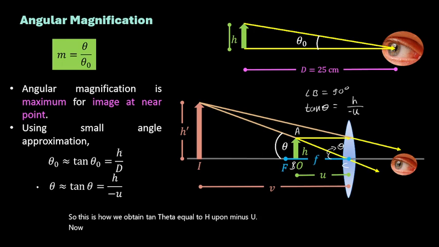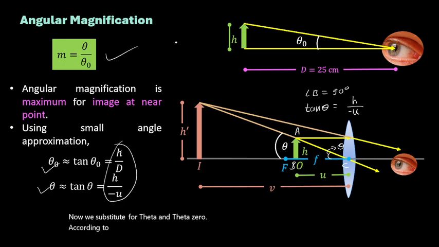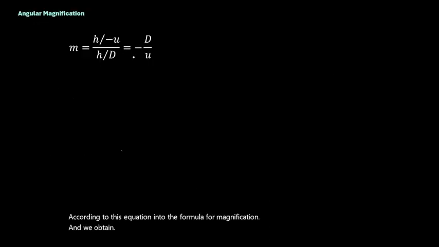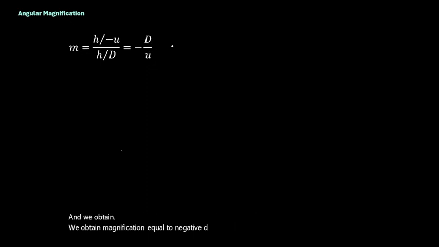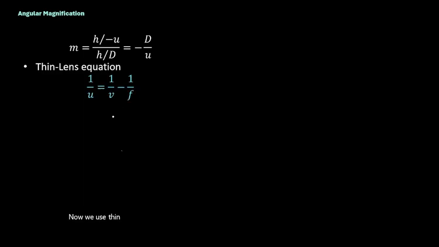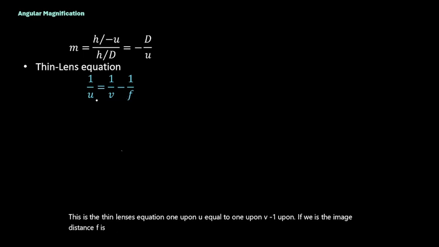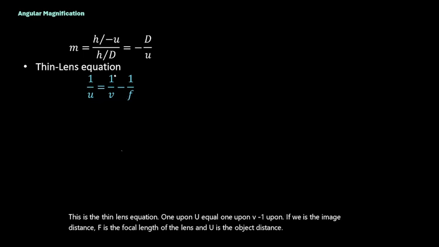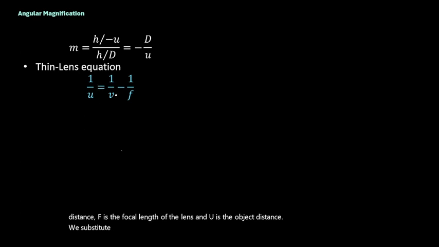Now we substitute for theta and theta 0 according to this equation into the formula for magnification, and we obtain magnification equal to negative d upon u. Now we use the thin lens equation. This is the thin lens equation: 1 upon u equal to 1 upon v minus 1 upon f. v is the image distance, f is the focal length of the lens, and u is the object distance. We substitute for 1 by u as 1 by v minus 1 by f in this equation.